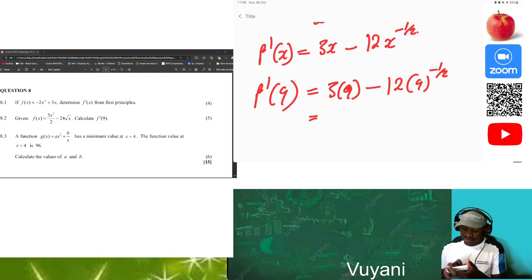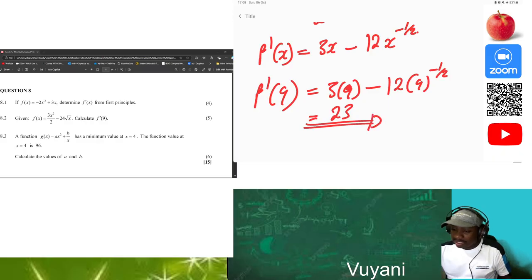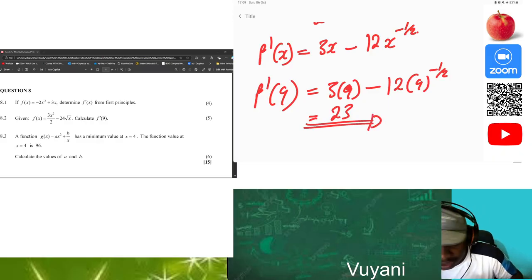So this was a straightforward question. 3 times 9 minus 12 times 9 to the power negative 0.5. Then I'm getting my answer to be 23. So that was a straightforward question over there.